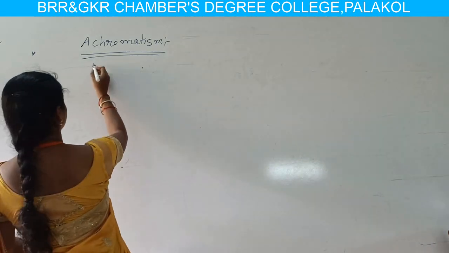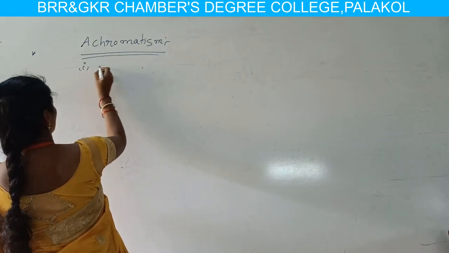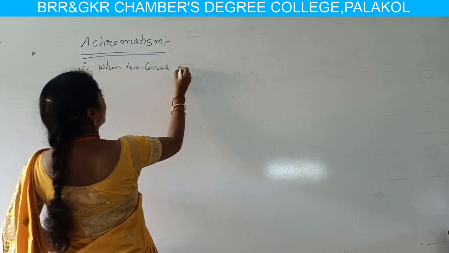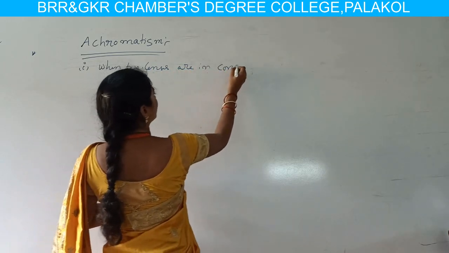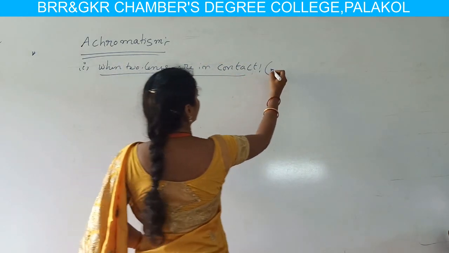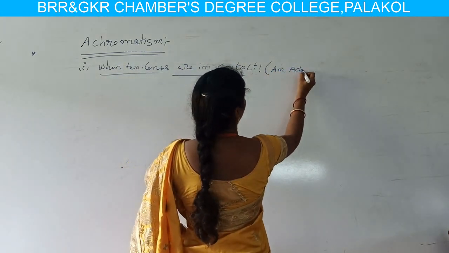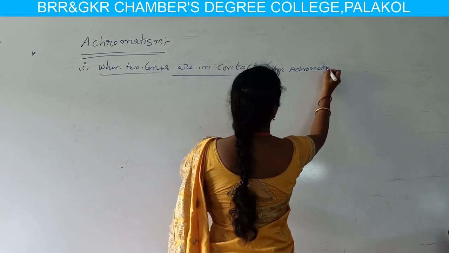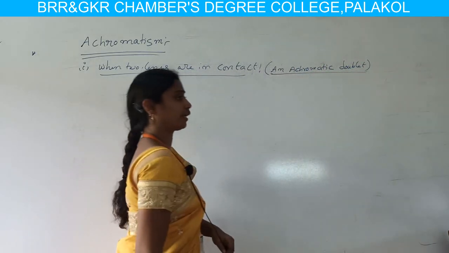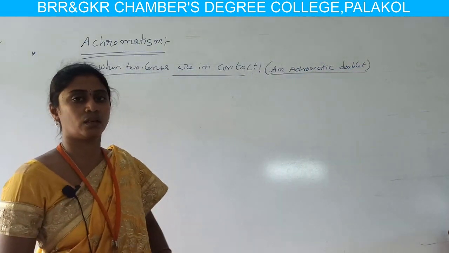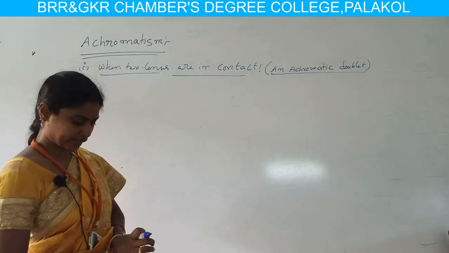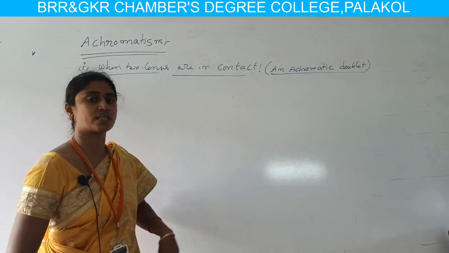Okay. So first we discuss the first case, which is when two lenses are in contact. This is also said to be an achromatic doublet. For this we consider two lenses, convex and concave, of suitable combination. Here we consider their focal lengths as those of a single lens.